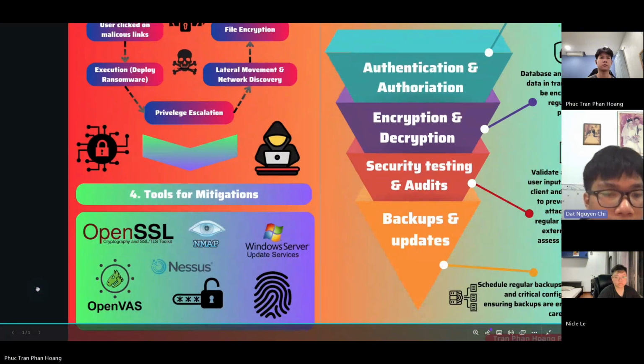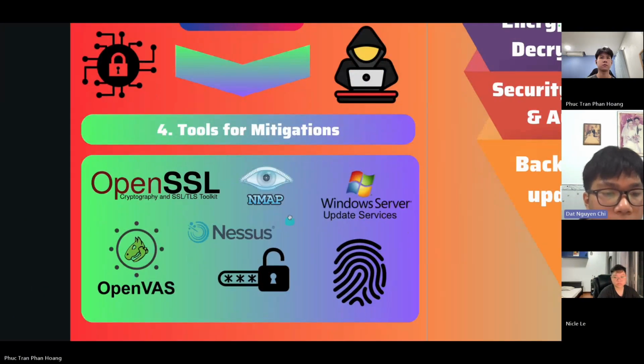First, you can see that Nmap, Nessus, and OpenVAS are all used to scan for vulnerabilities, as they are vulnerability scanners. And we use Windows Server Update Services to update our server software. Also, OpenSSL is used for encryption and decryption. Also, there are password management tools and some biometric authentication systems like fingerprint. That's all.